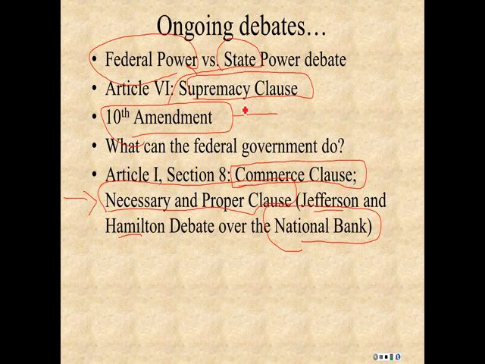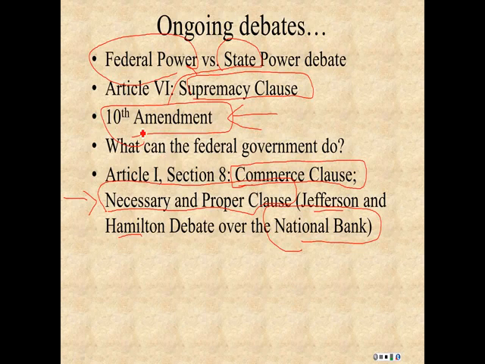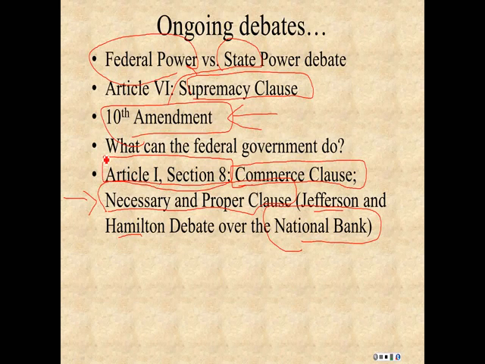Jefferson is going to focus upon the 10th Amendment, and he's going to focus upon a literal and limited interpretation of the Constitution to say, if something is not listed in Article 1, Section 8, which is the enumerated powers of the Constitution, if something's not actually listed there, then it's not constitutional.